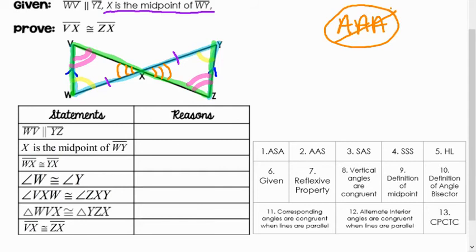So the first thing they said is that line segment WV is parallel to line segment YZ. And how did we know that? We knew that because it was given. So choice 6, it was given. Okay, X is the midpoint of line segment WY. That was also given. So that was reason 6 again. That was given.